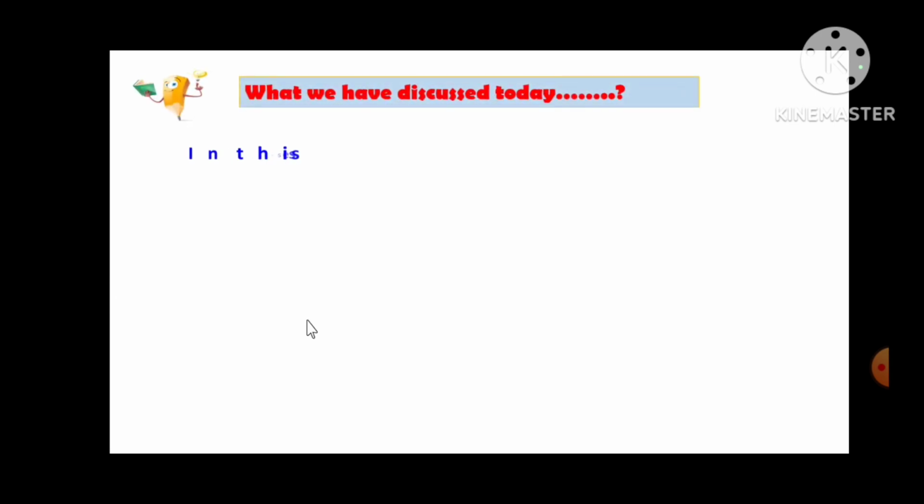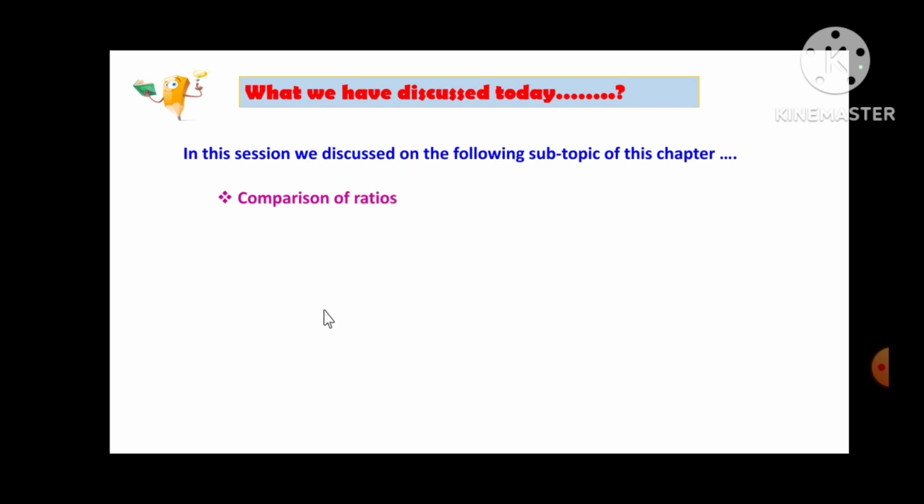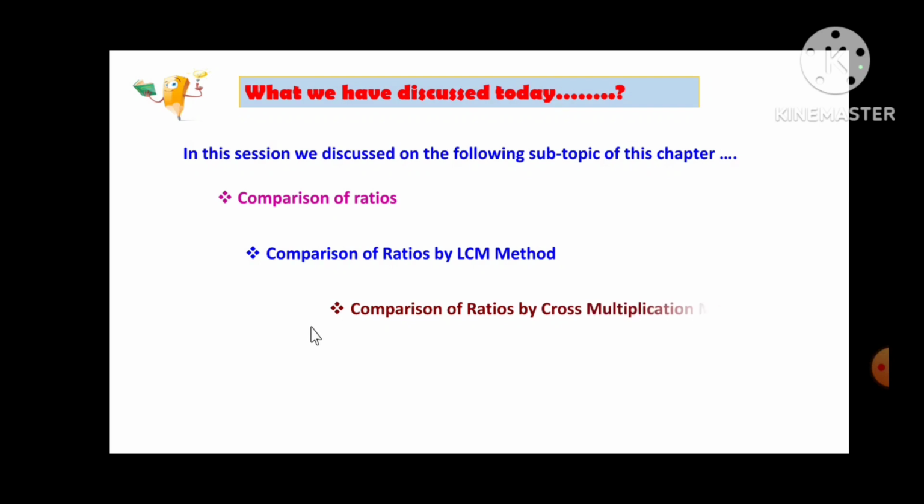What have we discussed today? Friends, in this session, we have discussed the following subtopics, that is comparison of ratios by LCM method, comparison of ratios by cross multiplication method, and problems from the practice set 4.2.